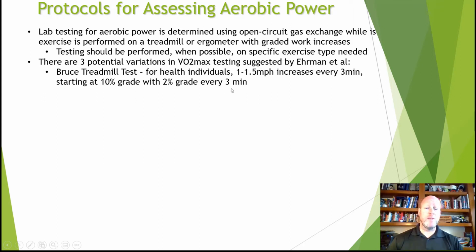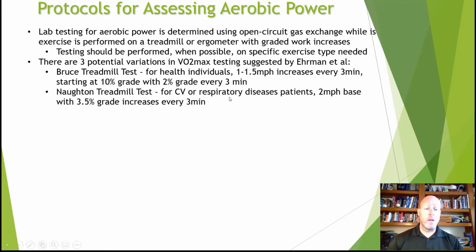And that's believed through the research to be the most accurate for getting reasonable results that almost anyone can do if they're healthy. Okay? And the treadmill test is more specific toward people who have cardiovascular or respiratory disease. It starts at a 2 mile per hour base beginning with a 3.5% grade increase every 3 minutes. So it starts at a much lighter level. And that's kind of the intent for someone who has some background in breathing issues, circulation issues, obviously heart-related issues affecting them in any way aerobically.